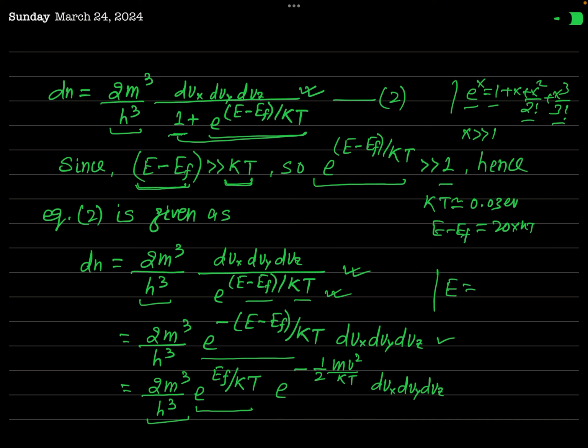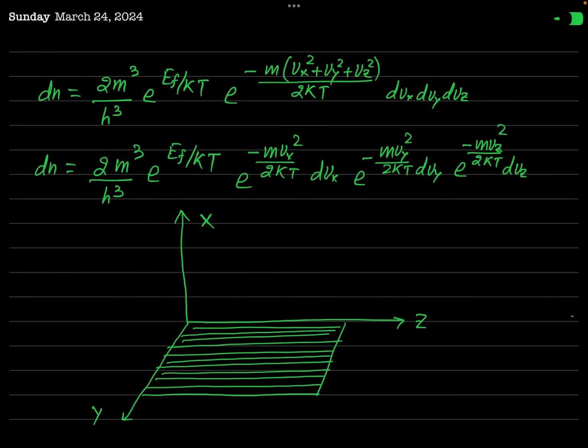But what is this E? Our electron is free. We are talking about a free electron, which means its potential energy is 0. And if potential energy is 0, its total energy E is in the form of its kinetic energy, which is half mv square. So in place of E, I have written half mv square. This exponential factor will be e to the power minus half mv square by kT, and this dvx dvy dvz is attached. But you know, v square is equal to vx square plus vy square plus vz square, so in terms of components you can write this v square in this way.